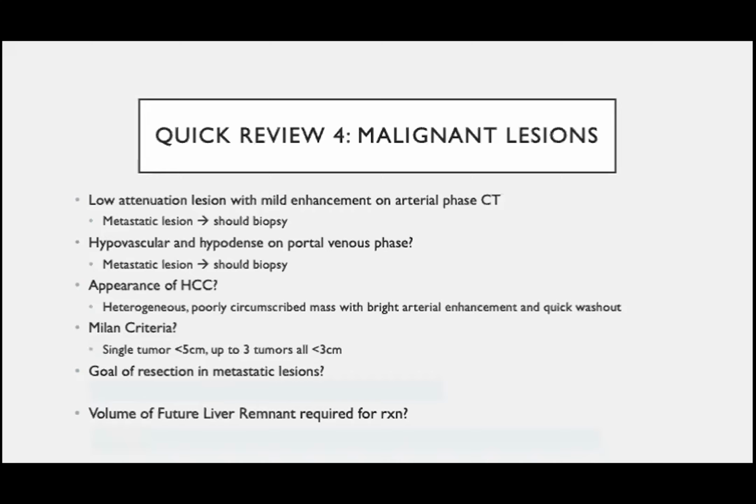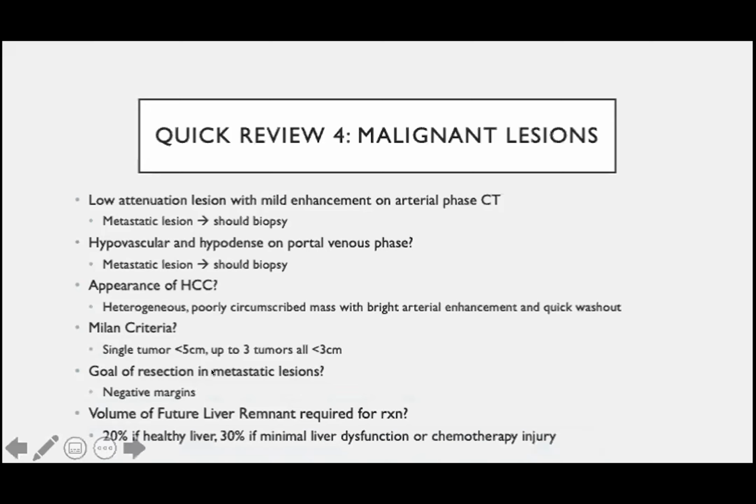Oh, microscopic negative. Yes. And do you remember the volume of future liver required for resection? If a patient has a healthy liver, 20%, 30% if minimal dysfunction, or if the liver has been injured by chemotherapy.